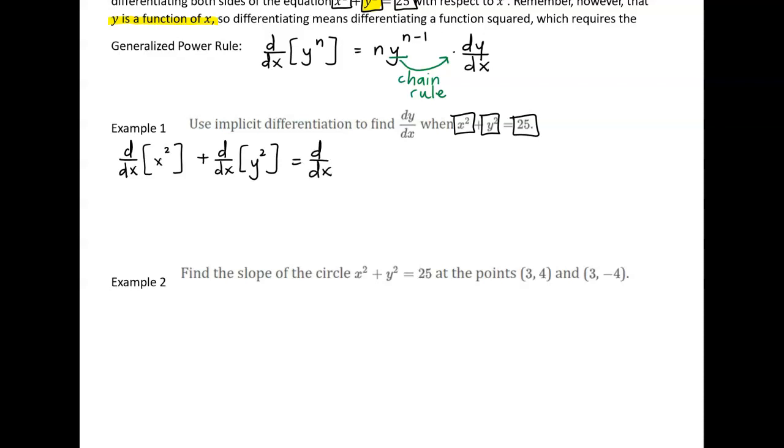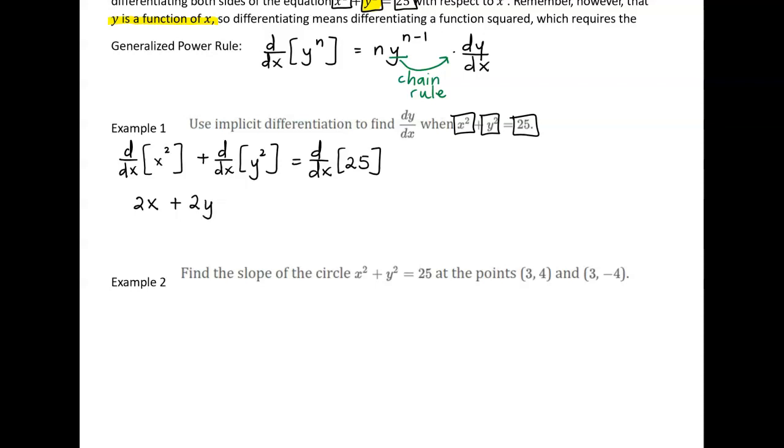So we've applied our derivative operator to all three terms in the equation. Now let's begin differentiating. The derivative of x squared with respect to x is simply 2x. We're used to taking derivatives that only have x in them. However, when we get to the derivative of y squared, we pull the exponent of the 2 down in front.